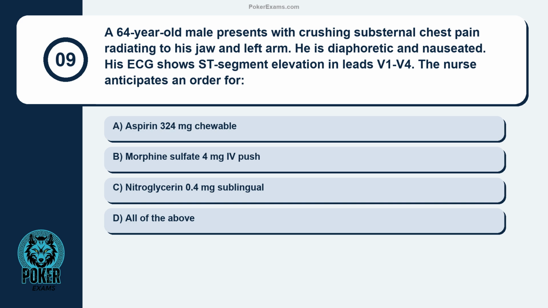Question 9. A 64-year-old male presents with crushing substernal chest pain radiating to his jaw and left arm. He is diaphoretic and nauseated. His ECG shows ST segment elevation in leads V1 to V4. The nurse anticipates an order for aspirin 324 mg chewable, morphine sulfate 4 mg IV push.